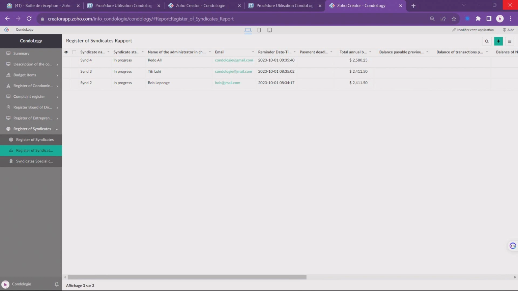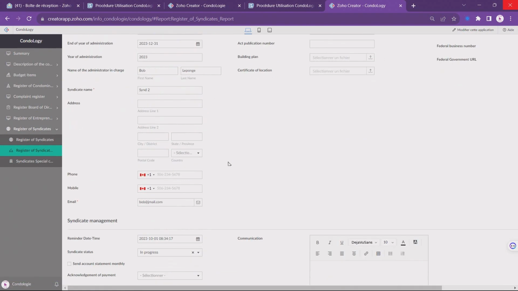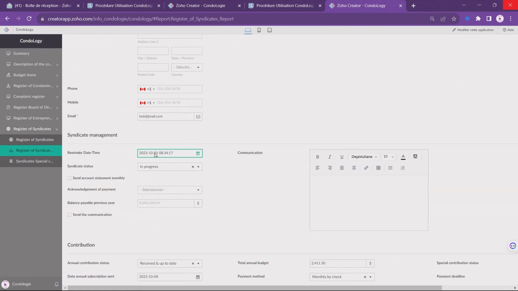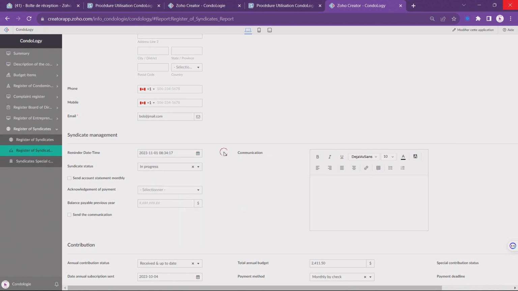Hi, it's CondoBot again. To collect contributions or condo fees at the syndicate level, while budget items were expenses that were redistributed between these syndicates, it's the same procedure. So we click on the three little green dots, then on Edit. Once we are in the syndicate file, we will place our reminder date for the next payment on the 1st of next month.